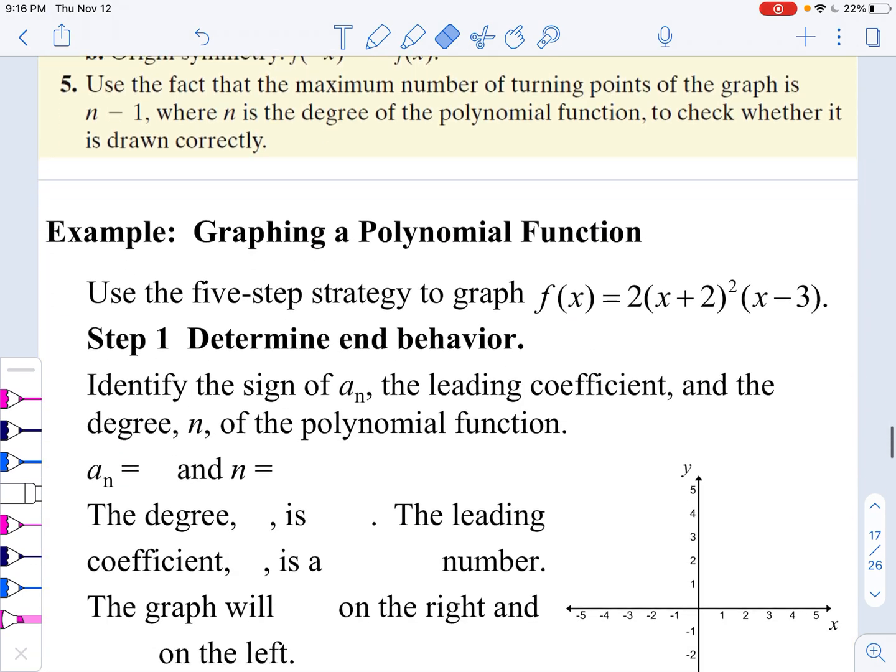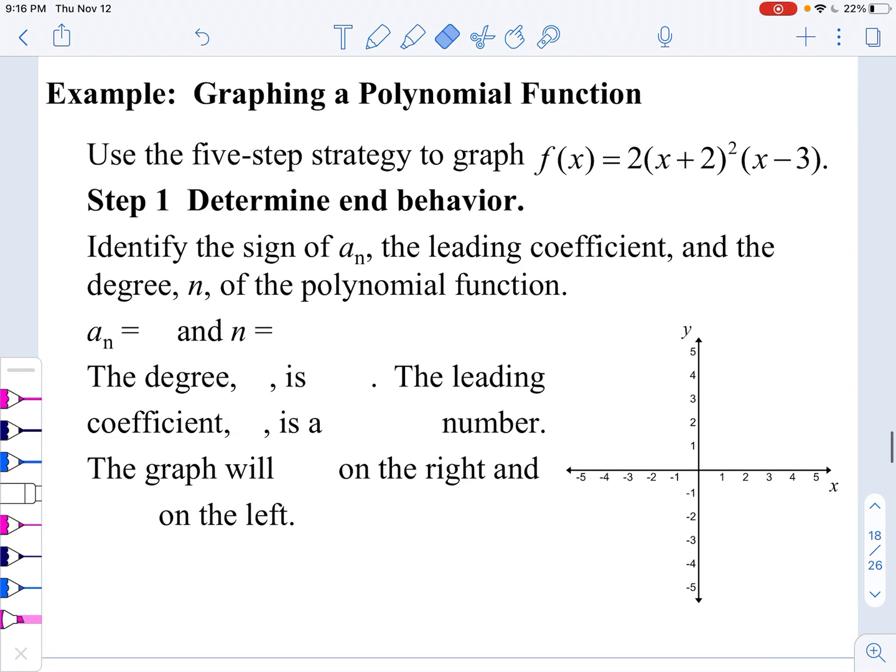So let's try an example. We are going to look at using the 5-step strategy to graph f of x equal to 2 times x plus 2 squared times x minus 3. So step number 1 says to determine the end behavior. Identify the sign of a sub n, that leading coefficient. So in this case, we're going to start by looking at our leading coefficient, which is a positive 2.